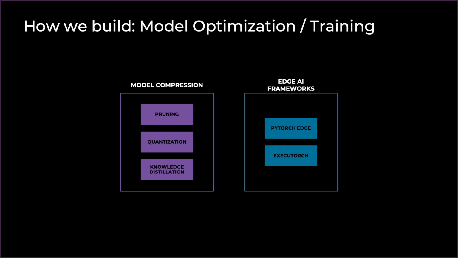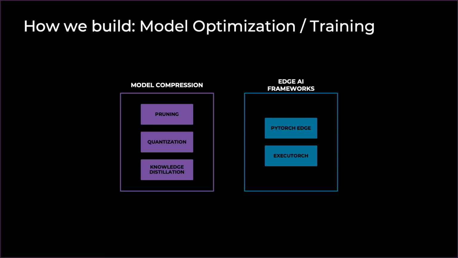We do this through 3 techniques, although there are more. First is pruning, second is quantization, and the third is knowledge distillation. Pruning involves removing redundant neurons or weights from the neural network. This can significantly reduce the model size and improve inference speed. Then we have quantization, which reduces the precision of the model's weights from 32-bit floating point integers to lower bit representations like 16-bit or 8-bit integers. This decreases both the model size and computational requirements.